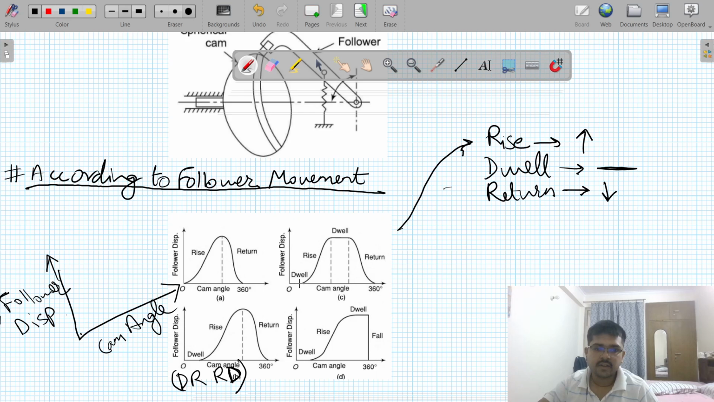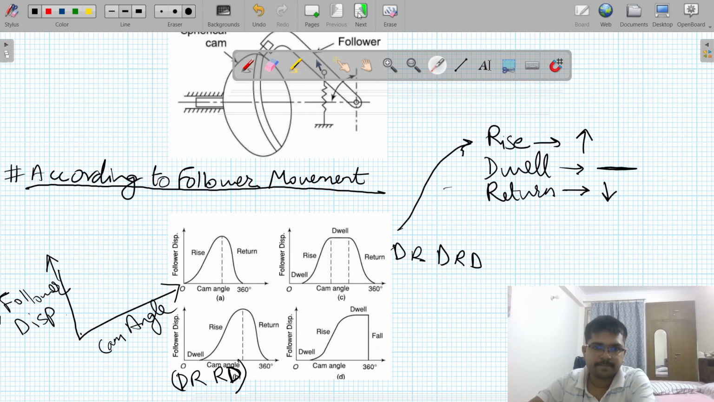The third type of cam is dwell rise dwell return dwell, that is DRDRD cam. And then the fourth type of cam is dwell rise dwell and then fall, where the follower goes to its original position instantly, that is called fall. So this is the classification of cam according to follower movement.